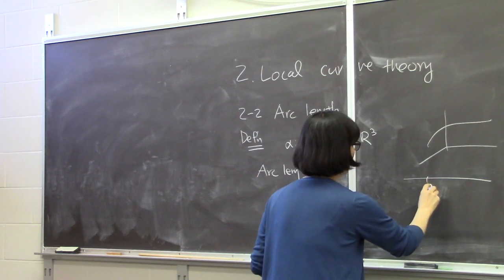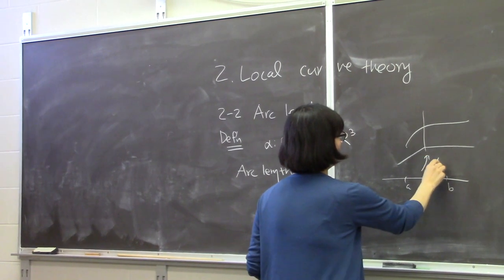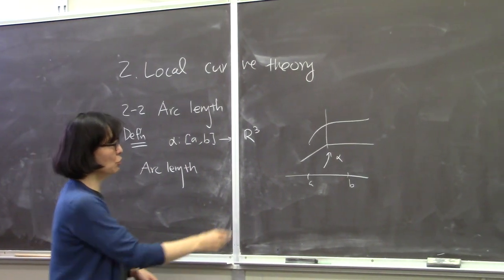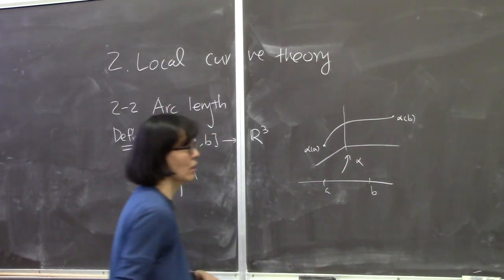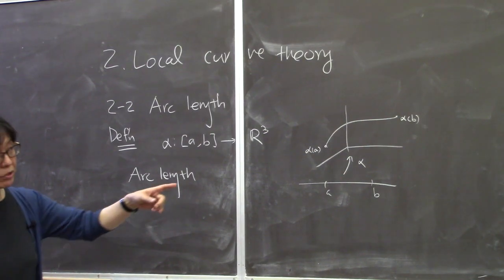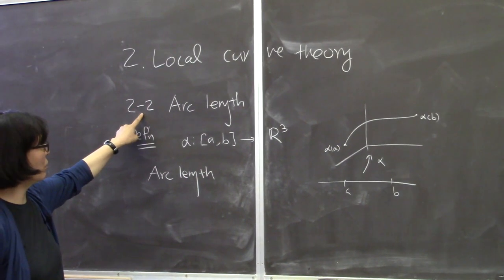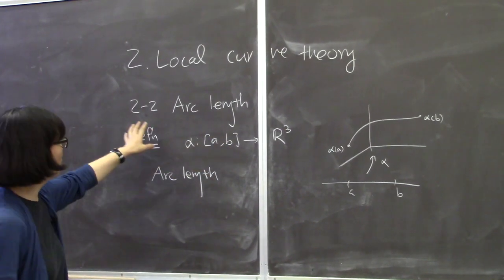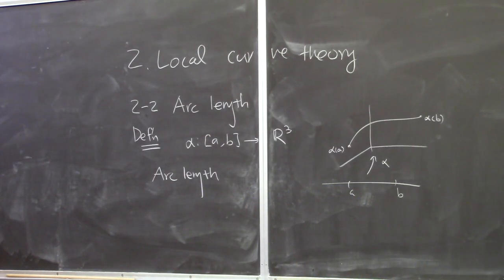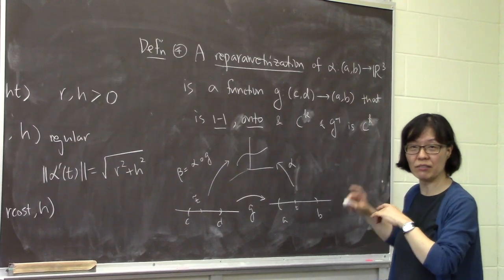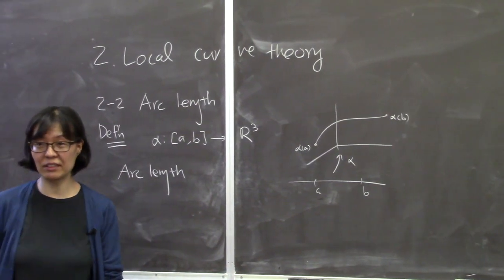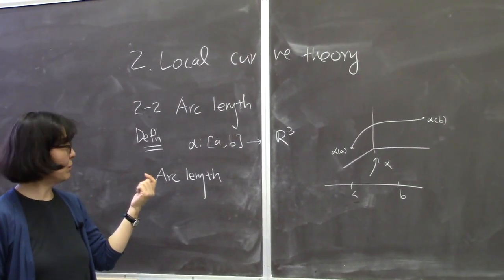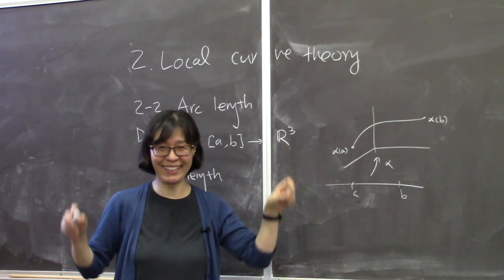So we have a t interval [a,b], and alpha is the curve. We want to measure the whole arc length. This is alpha of a and this is alpha of b. But remember that when we used regular curves in section 2.1, what is the domain we used? We used an open interval, right? But here we use a closed interval. Can you see the reason why? When you measure arc length, it has to be a finite length.